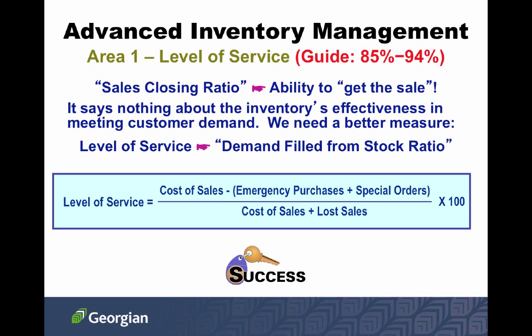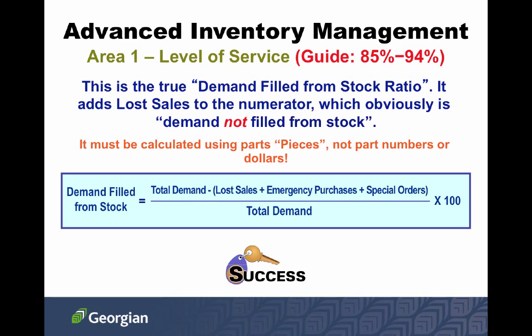And the third measure, same kind of guide, 85 to 94%, is today considered the most valid. It adds lost sales to the numerator, and it is the true demand filled from stock ratio. And obviously lost sales is demand not filled from stock. It must be calculated using parts pieces, not part numbers or dollars.